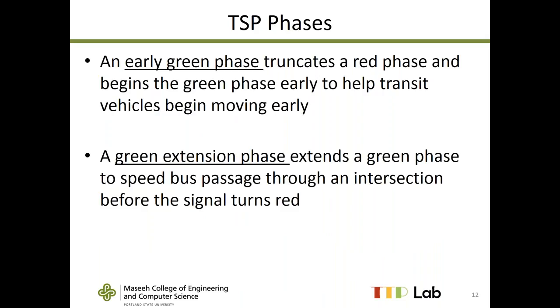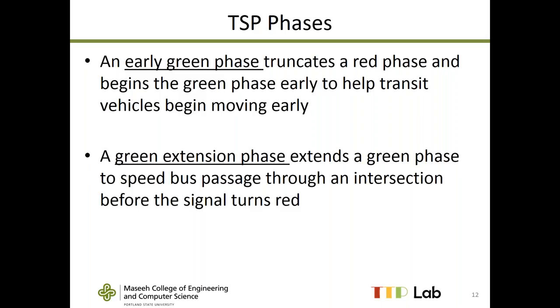A little bit about the TSP phases. In our case, we had two options. So if the controller decided to grant a TSP phase, it had two options. One was to provide an early green phase, meaning that it would truncate a red phase and begin the green phase early to help the transit vehicles that were waiting at the red light to start moving a bit earlier. And the other option is the green extension phase.